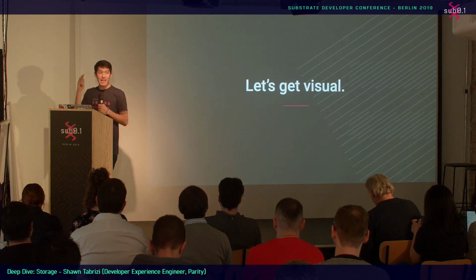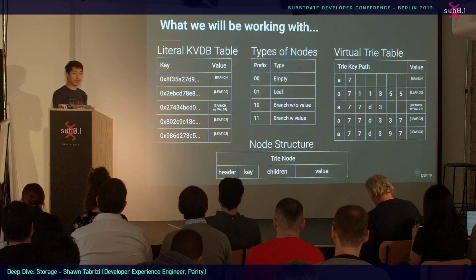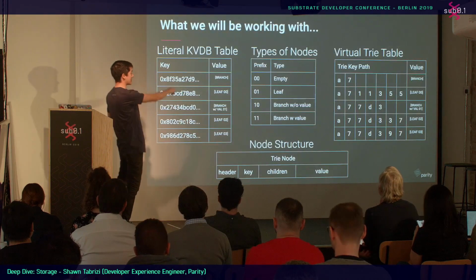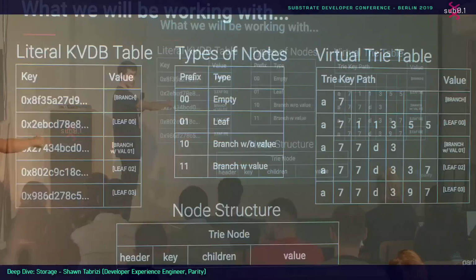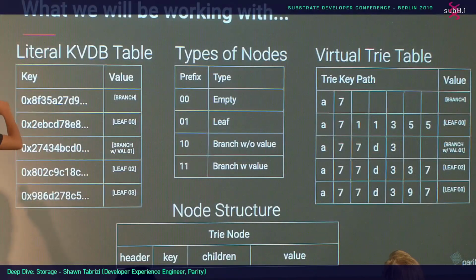So let's get visual. What does it actually look like? First, I'm going to show you some of the pieces here. These are individual pieces that we're going to be showing in the next couple of slides. Again, there is a literal key value database here. This is something that is not going to be shown very much because I can't fit everything on one page, but know that this exists, and this is what we're using as the actual database.